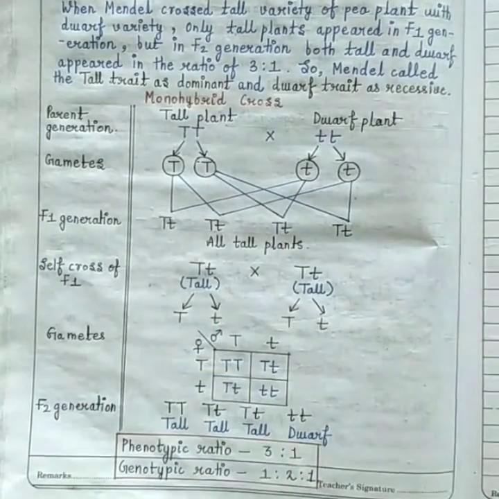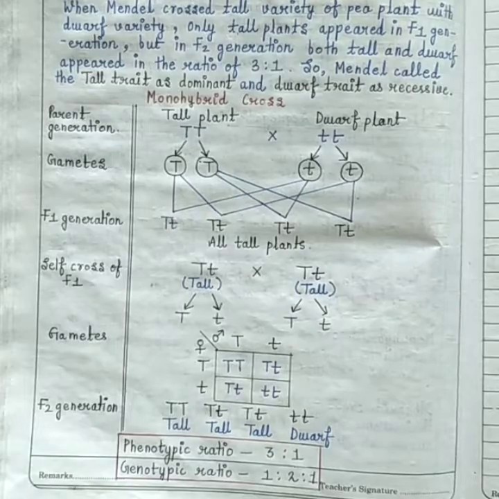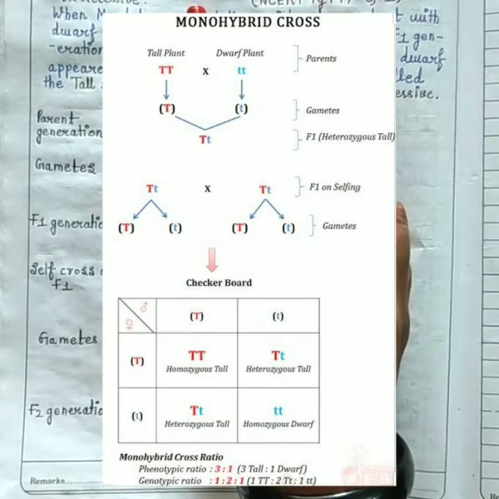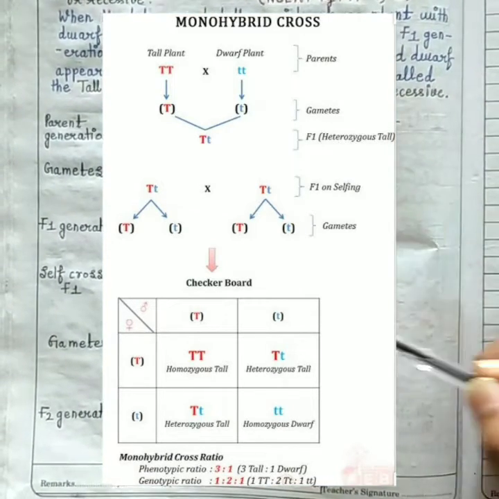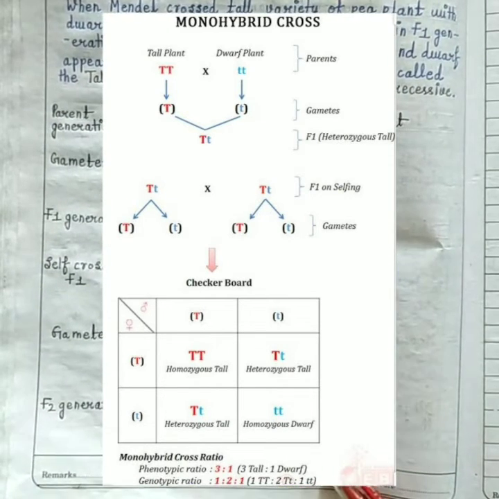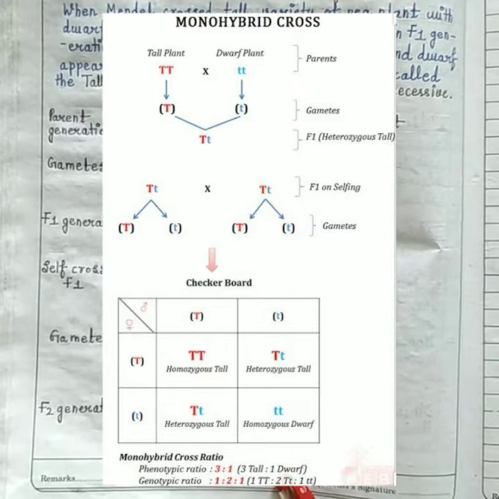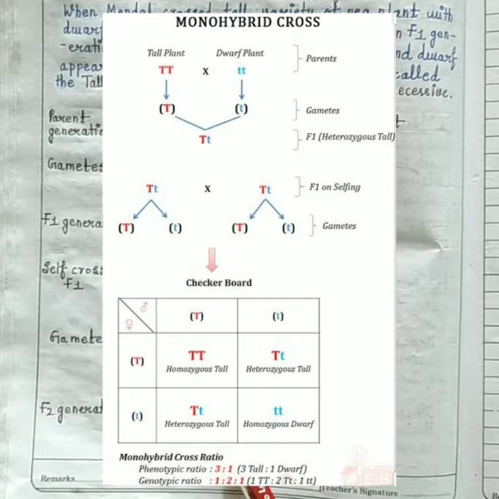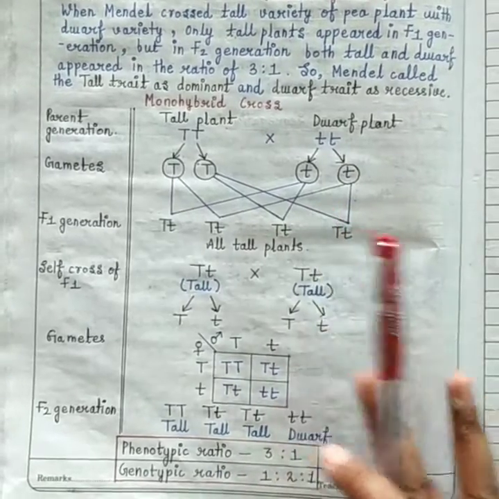So monohybrid cross helped Mendel to come to a conclusion for law of dominance and law of segregation. Now there is also a question in NCERT asking how Mendel's experiment showed that the trait may be dominant or recessive. So when Mendel crossed the tall variety of pea plant with the dwarf variety, only tall plants appeared in the F1 generation, but in F2 both appeared. F2 generation में both the characters appeared, tall and dwarf. Both appeared in the ratio 3:1. So Mendel called the tall trait dominant and dwarf trait recessive based on these observations. So this was all about law of dominance, law of segregation.